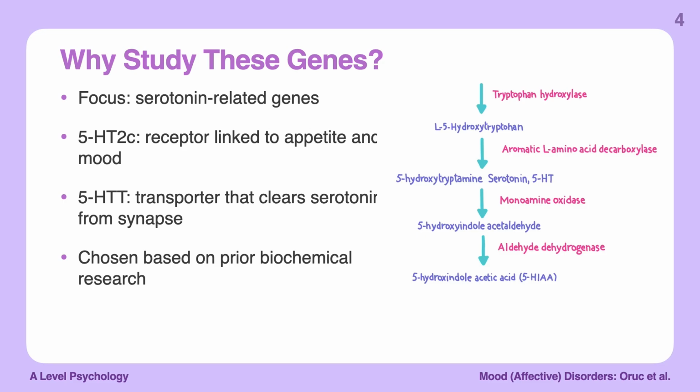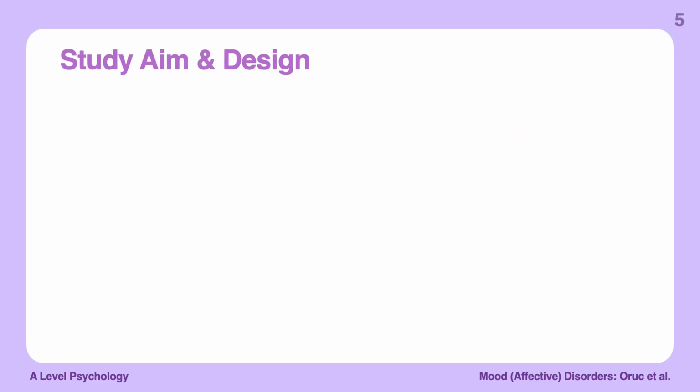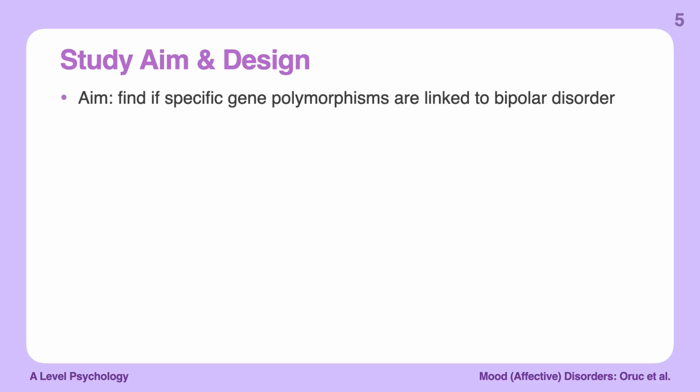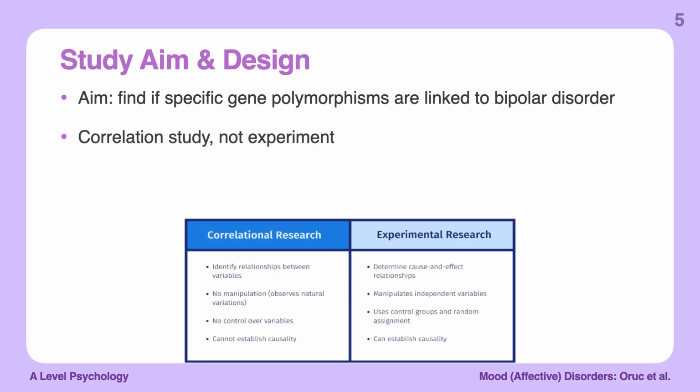So with that background, let's look at what exactly they were trying to find out. Let me break down their approach for you. Their aim was to find if specific gene polymorphisms are linked to bipolar disorder. A polymorphism is just a fancy way of saying different versions of the same gene, like how some people have blue eyes and others have brown eyes. They wanted to know if certain gene versions were more common in people with bipolar disorder. This was a correlation study, not an experiment. They weren't manipulating anything or giving people treatments. They were just looking at naturally occurring differences between groups, like comparing the height of basketball players versus the general population.